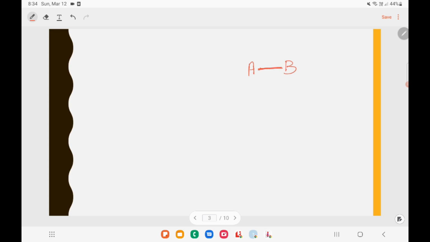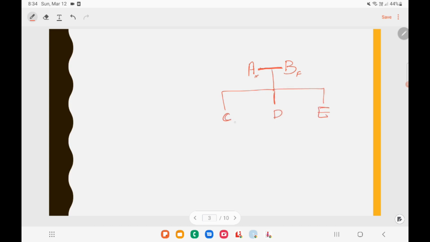I will draw like this for husband and wife. Then I write M for male and F for female. Okay. Then if A and B have children, I will draw like this. Let's say C, D, and E are their children, so I will write like this.